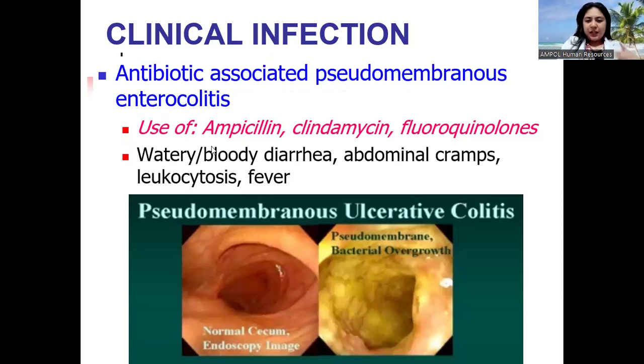The use of ampicillin, clindamycin, and fluoroquinolones will eventually lead to infection with Clostridium difficile, causing pseudomembranous colitis or ulcerative colitis. Normally, with Clostridium difficile infection, there is pseudomembrane production.